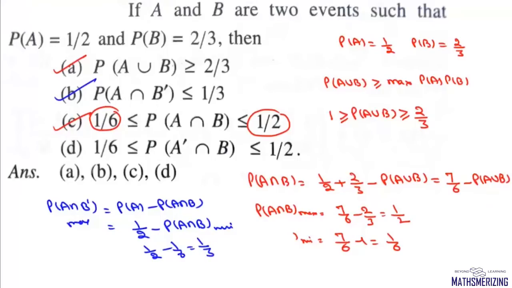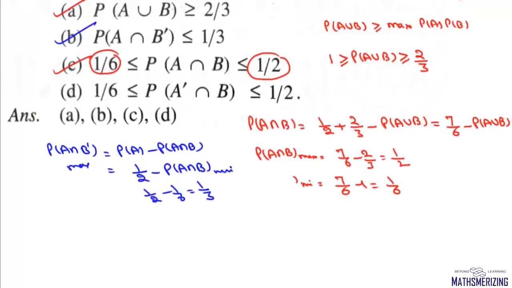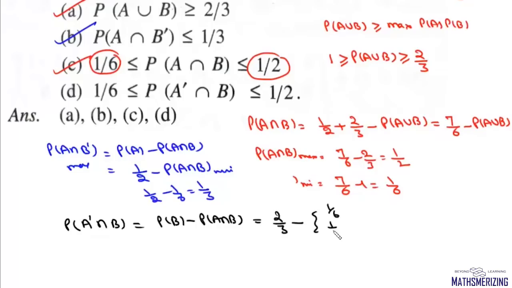Now the same way we can write probability of A complement intersection B. Now probability of A complement intersection B is probability of B minus probability of A intersection B. Now probability of B is 2 by 3 minus A intersection B, which has two values, 1 by 6 and 1 by 2. Now if we take 1 by 6, then it will be 1 by 2, which is its maximum value, and if we put 1 by 2, then it will be this 1 by 6. So that means all the four options A, B, C, D are correct.